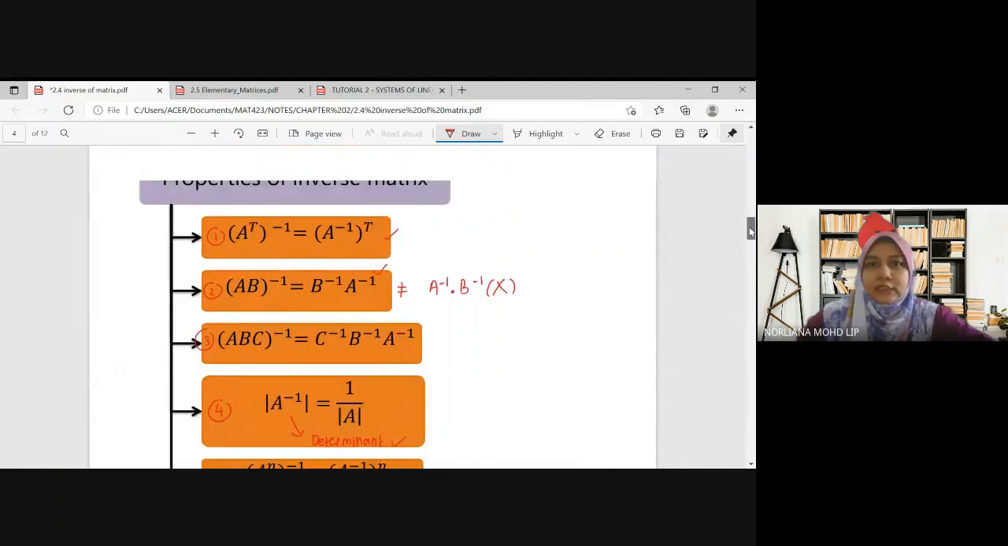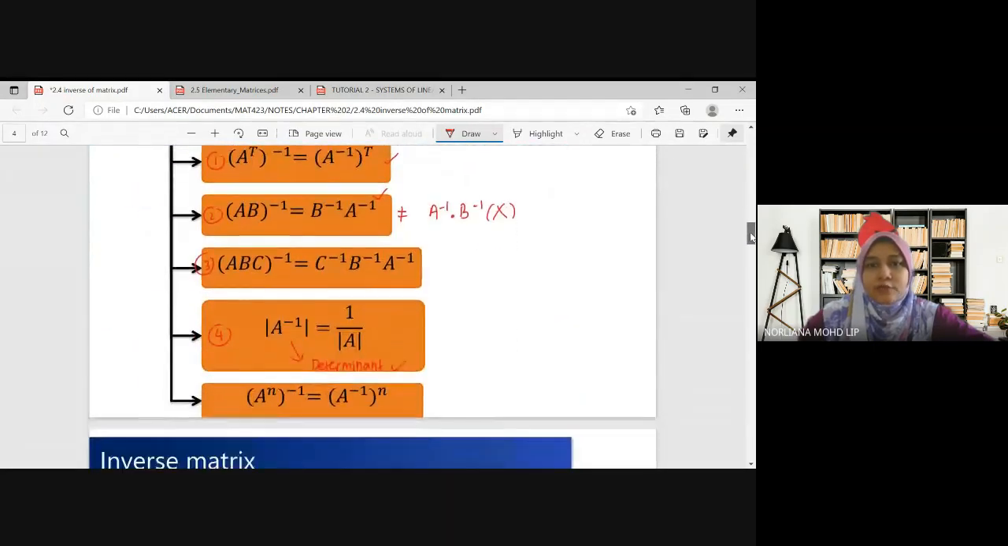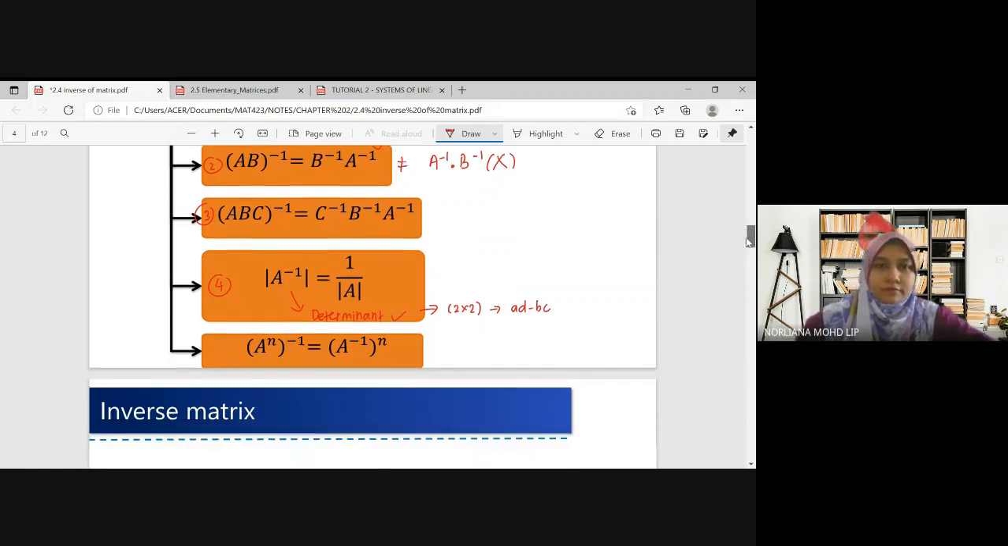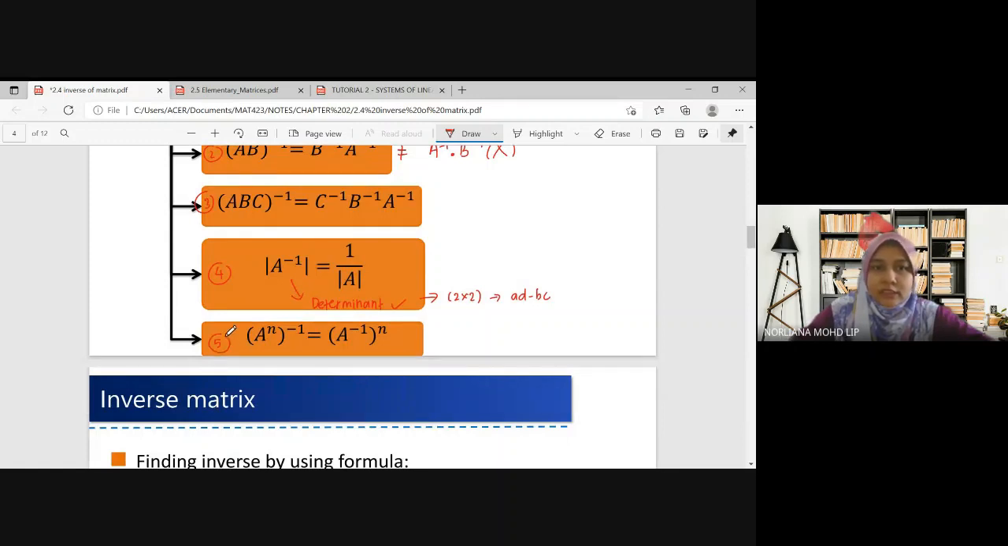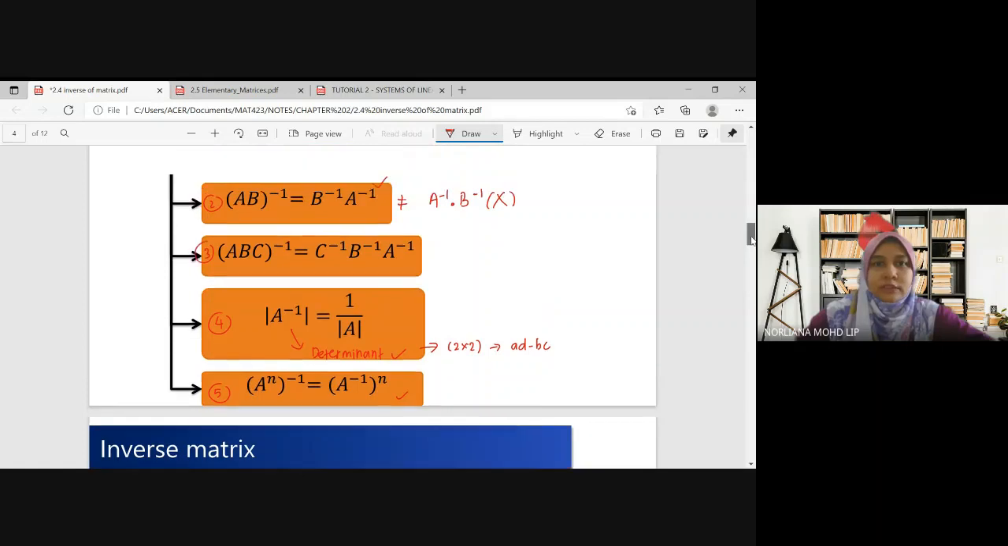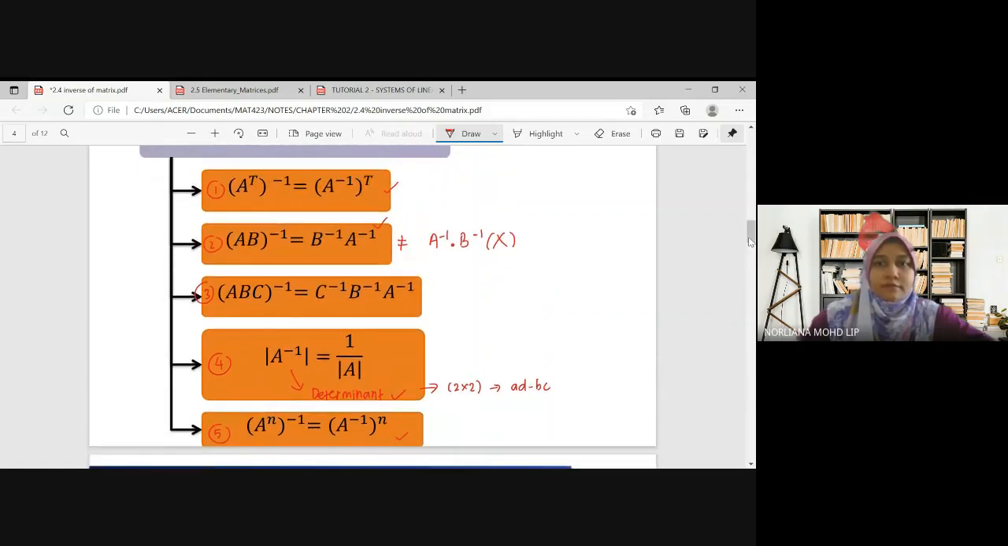Contoh dia yang tadilah, yang saya tunjuk contoh AD minus BC kan, for size matrix 2 by 2. To find the determinant is equal to AD minus BC. And the last property, A to the power of n inverse is equal to A inverse to the power of n. Okay, there are 5 properties yang you all perlu tahu kat sini. Biasanya ni properties ni kita proof lah, proving.